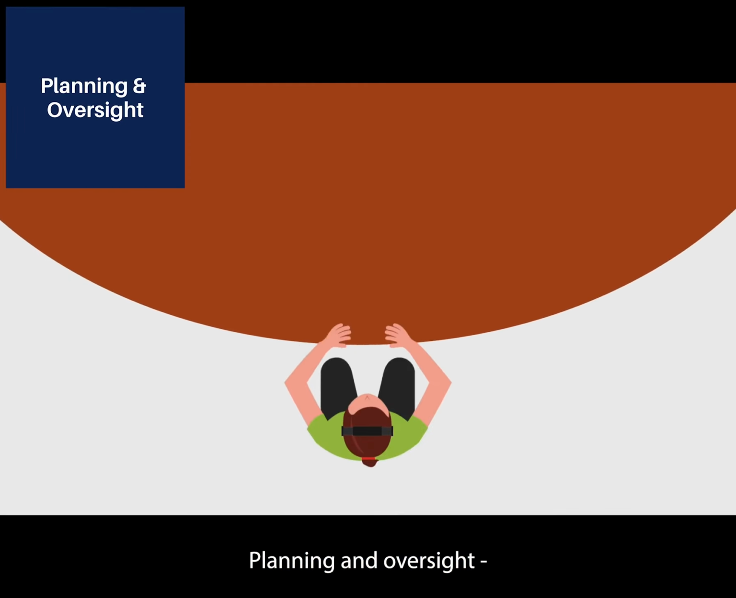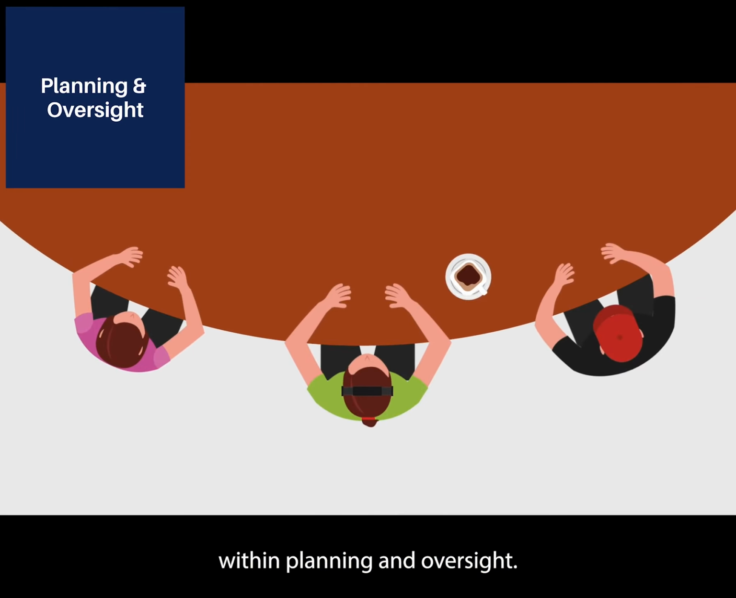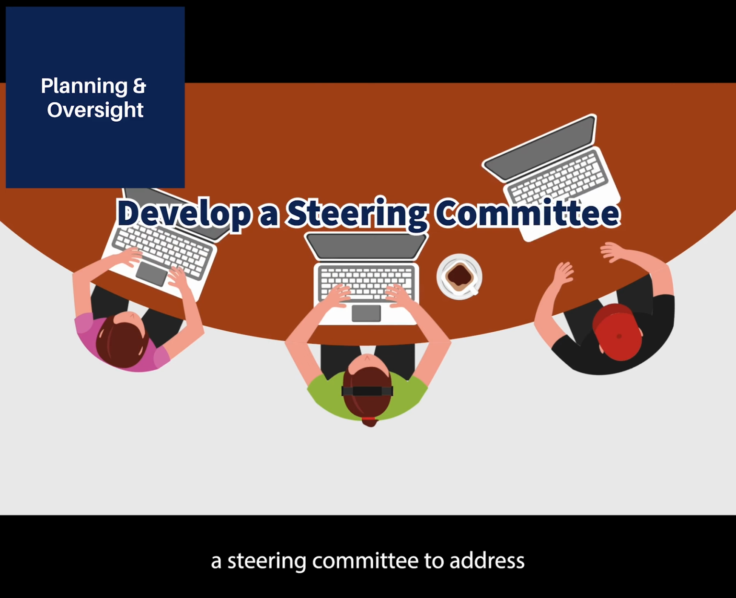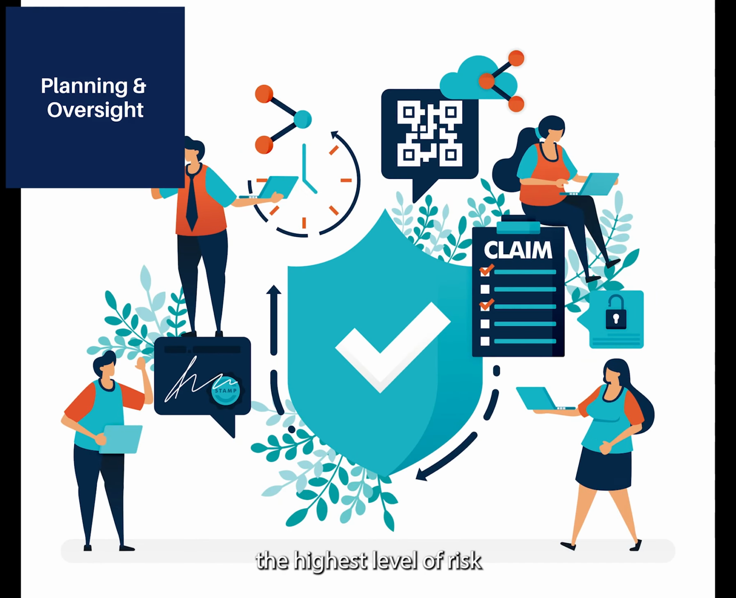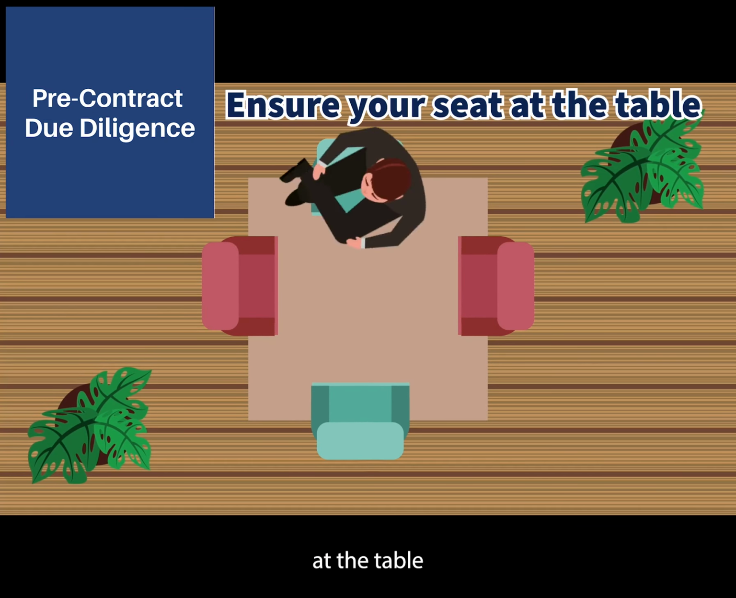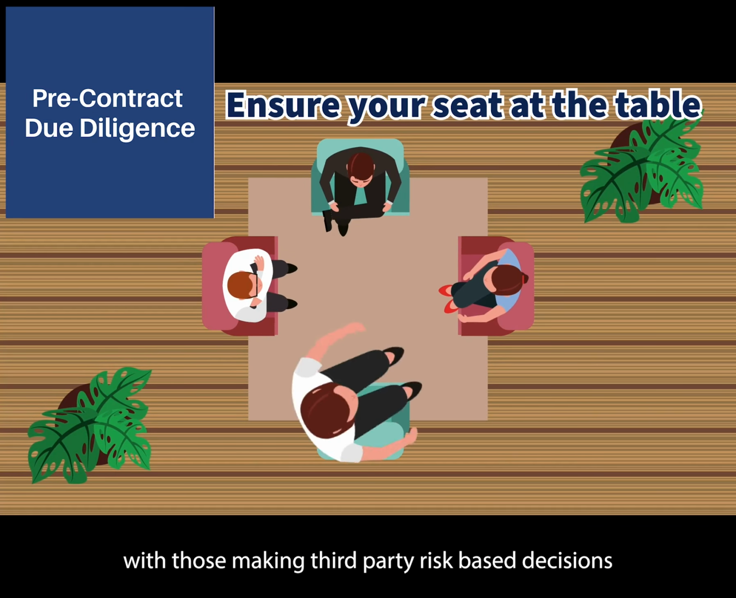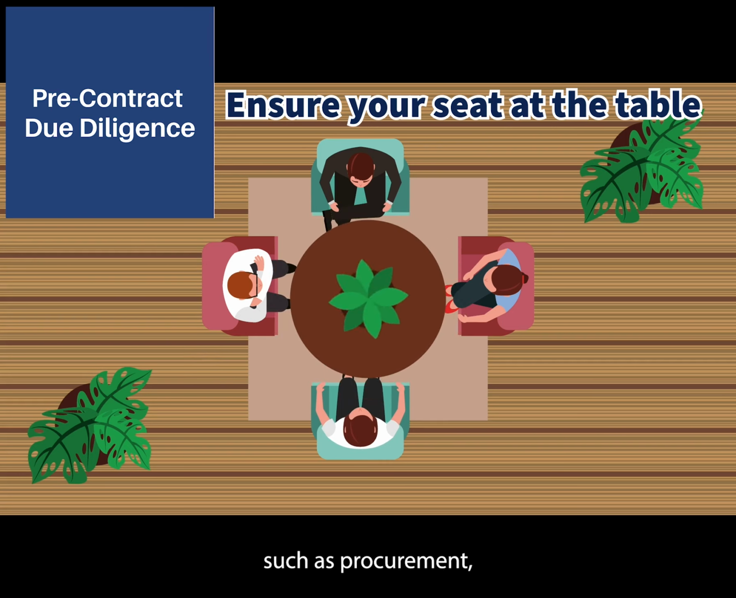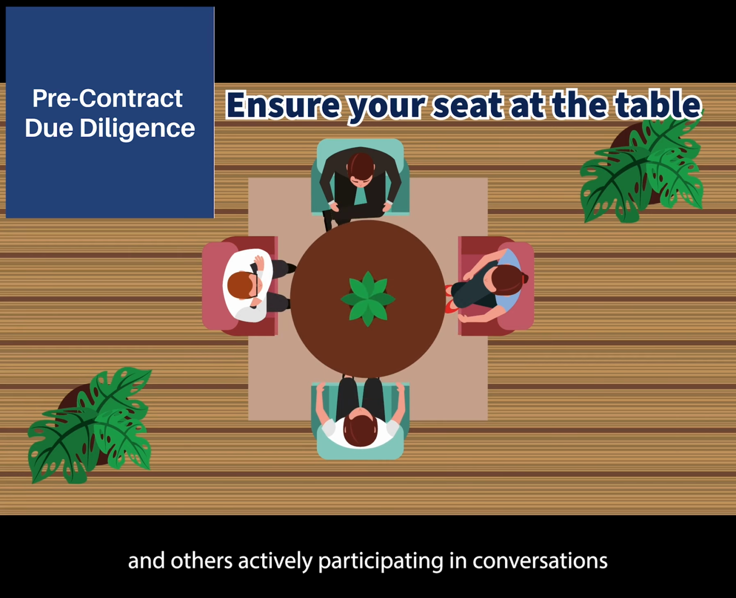Planning and oversight. Within planning and oversight, it is important to develop a steering committee to address the highest level of risk and ensure risk is escalated and/or accepted at an appropriate level. Pre-contract due diligence. Ensure that you have a seat at the table with those making third-party risk-based decisions, such as procurement, legal, compliance, and others.